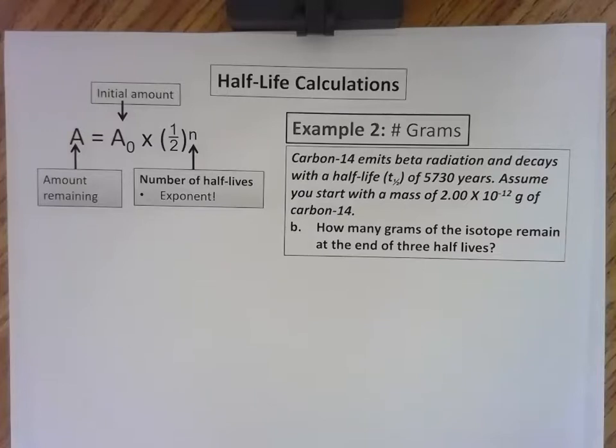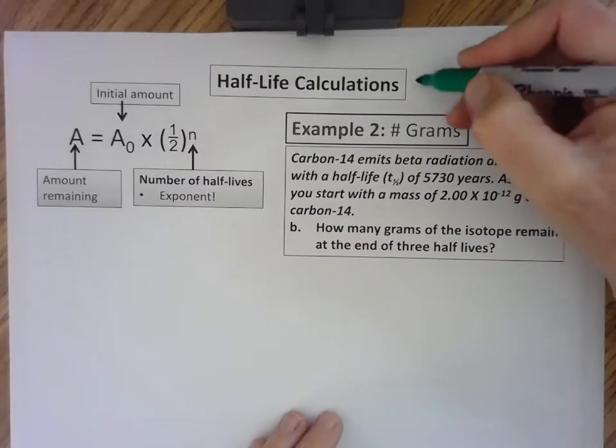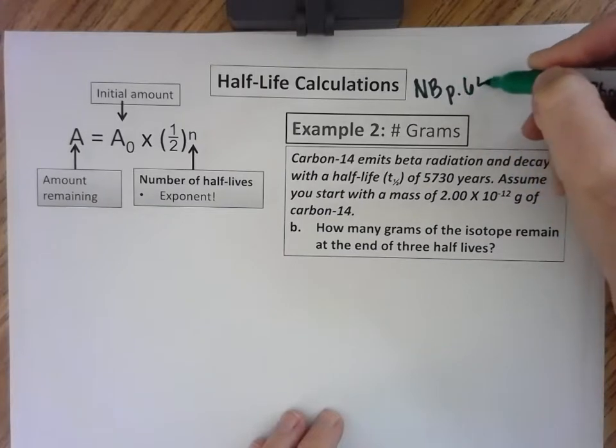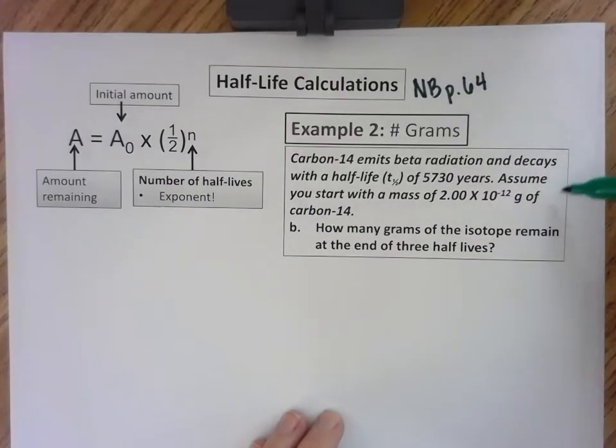Continue with half-life calculations using this formula, A equals A0 times 1/2 to the power of n. We're going to do example 2. We're going to find out the number of grams. Again, we're in notebook, page 64. This particular information is the same as example number 1.